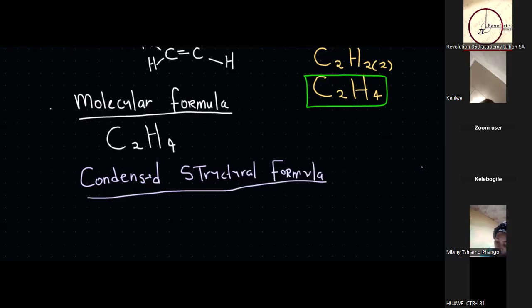Hydrogen right there, as well as hydrogen right there. So for you to get the condensed structural formula, you take this part. You see this part? That is CH2, because we're having one carbon atom together with two hydrogens. So it will be CH2.